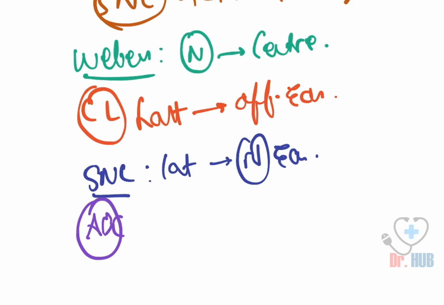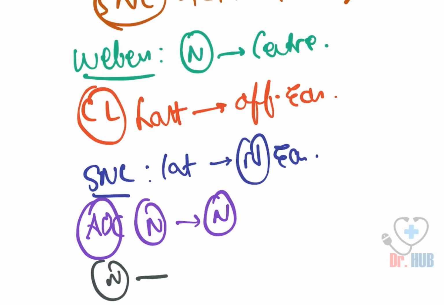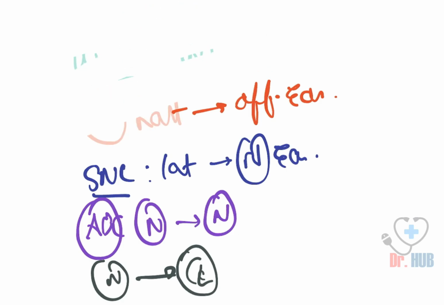Next we look at the ABC, the absolute bone conduction. Absolute bone conduction is normal in case of a normal ear, and it is normal as well in case of the conductive loss. In case of the sensory neural loss, the absolute bone conduction is reduced.